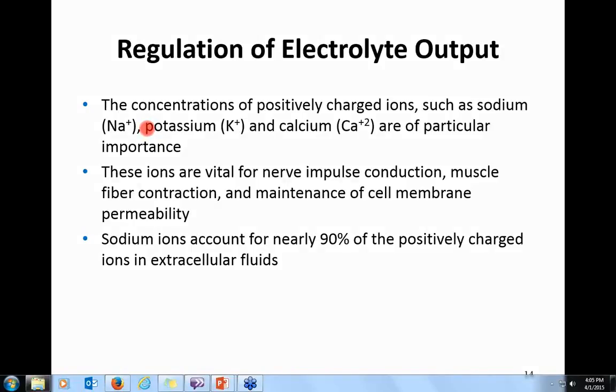The three electrolytes our body needs the most, the three we're going to focus on, and your body has a lot of mechanisms to maintain their levels, are sodium, potassium, and calcium. And these are important, of course, for the nervous system, the muscular system, and cell membrane permeability. And sodium accounts for 90% of all the positively charged ions in extracellular fluid.